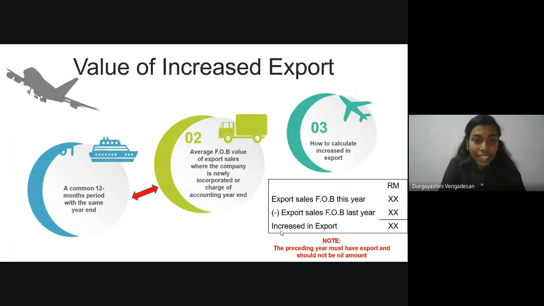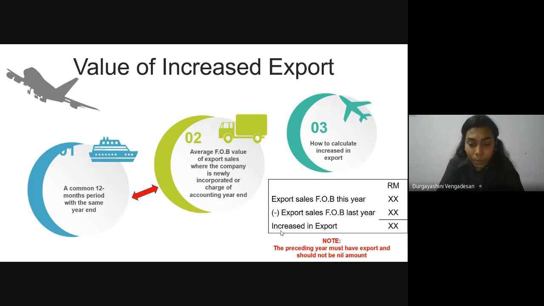Next, value of increased export. The income exemption is computed based on free on board FOB value of increased export. It requires a common 12-month period with the same year end, and average FOB, which means the free on board value of export sales, where the company is newly incorporated or change of accounting year end. Also, one important thing in the value of increased export is the preceding year, which means the previous year must have export and should not be nil amount.